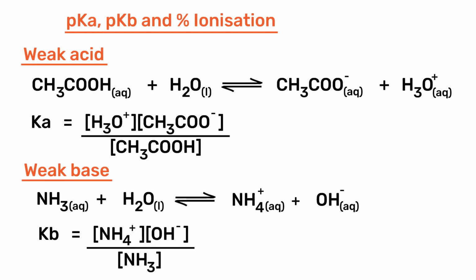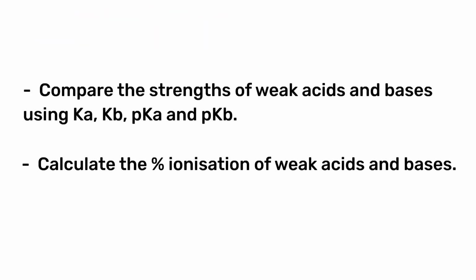Recall from the previous video and workbook about dissociation constants of weak acids and bases. We can calculate the dissociation constants Ka and Kb by plugging in the values of the concentrations of the reactants and products in the equilibrium expressions. In this video, you will compare the strengths of weak acids and bases using Ka, Kb values, as well as pKa and pKb, and calculate the percentage ionization of weak acids and bases.